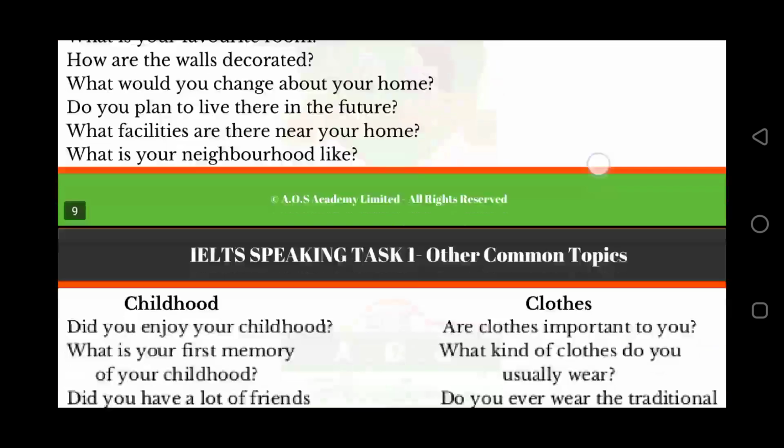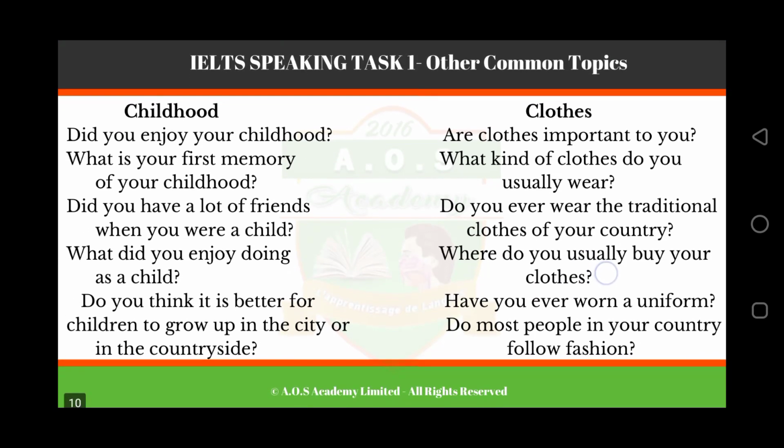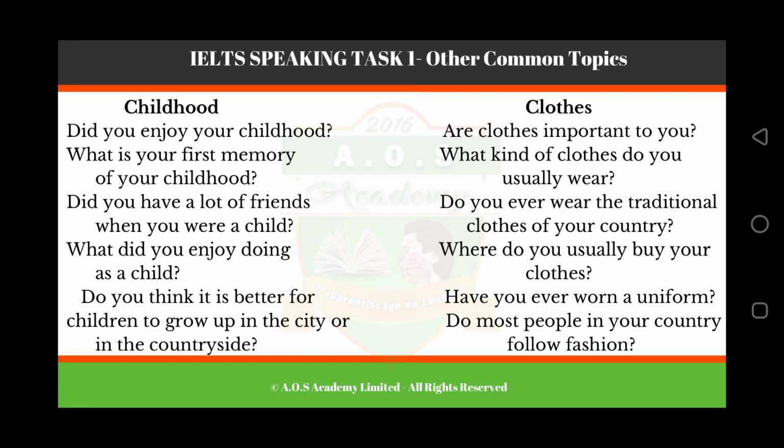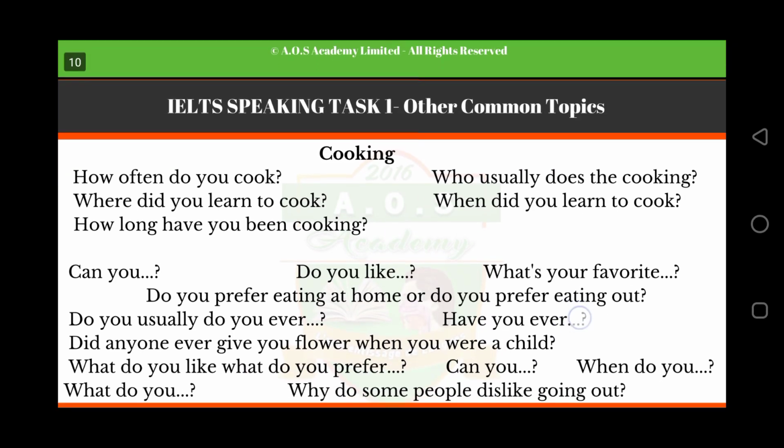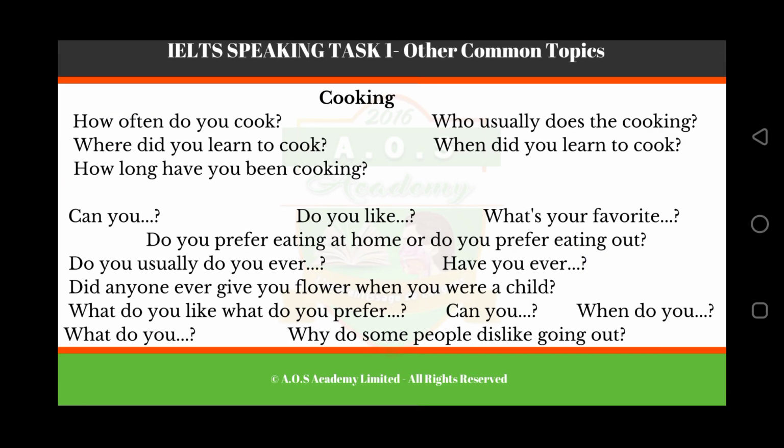So we also have some other common topics which you are likely to come across on the IELTS speaking day. They may ask you about your childhood, your clothes. They may ask you about cooking. So let's take a look at this common topic, which is cooking. It is a common topic to get in part 1 too. Now let's take a look at these questions on the screen more closely.